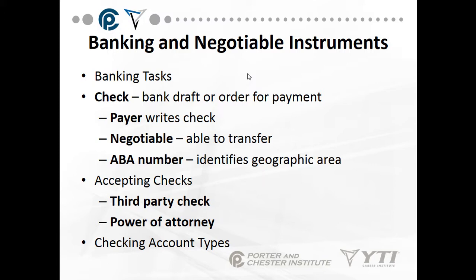Accepting checks. Does your office accept third-party checks? Does your office accept power of attorney checks? Again, most practices no longer accept checks from patients, but they will accept them from vendors. Checking, we have checking account types. There are different types of checking accounts.